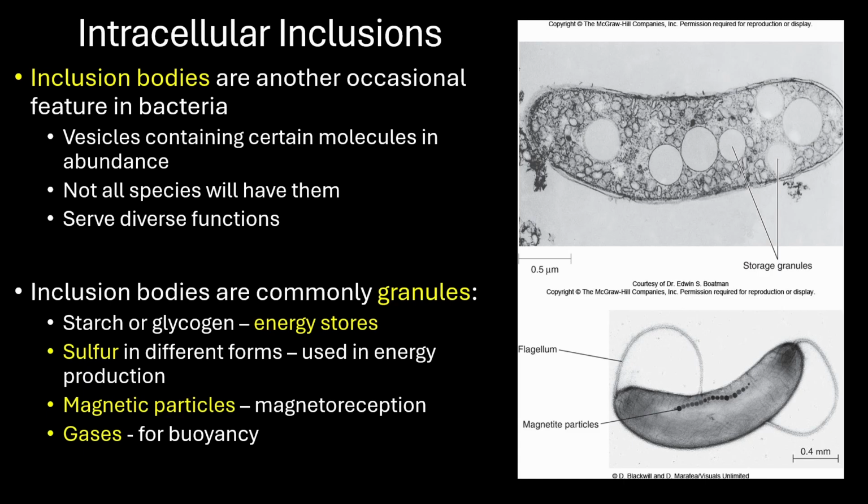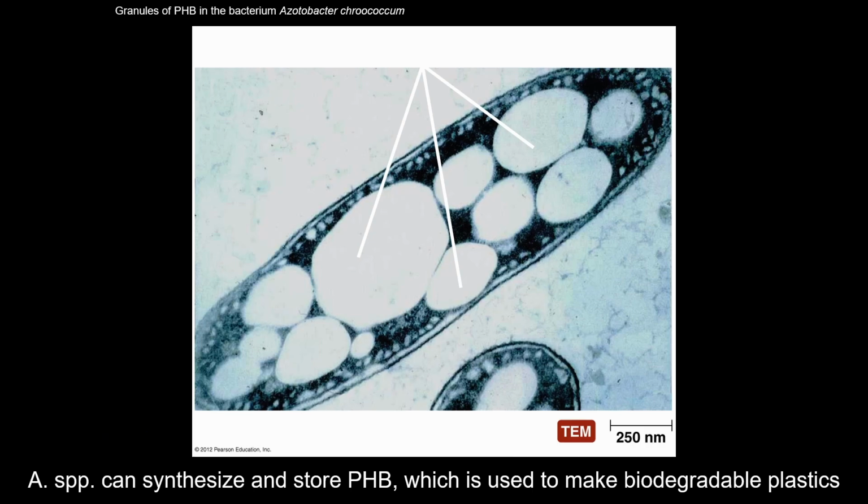And essentially using that, they can figure out where they would like to exist in the water column, like in a fluid environment. This is kind of what they can look like. There's a variety of different forms that they can take. But this is one example of a species that can actually synthesize and store PHBs, which is really kind of cool because we can use those to make biodegradable plastics.